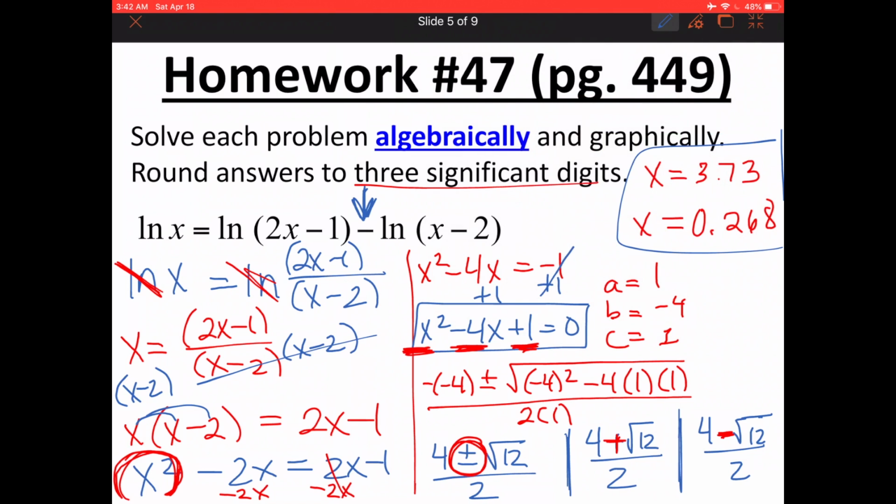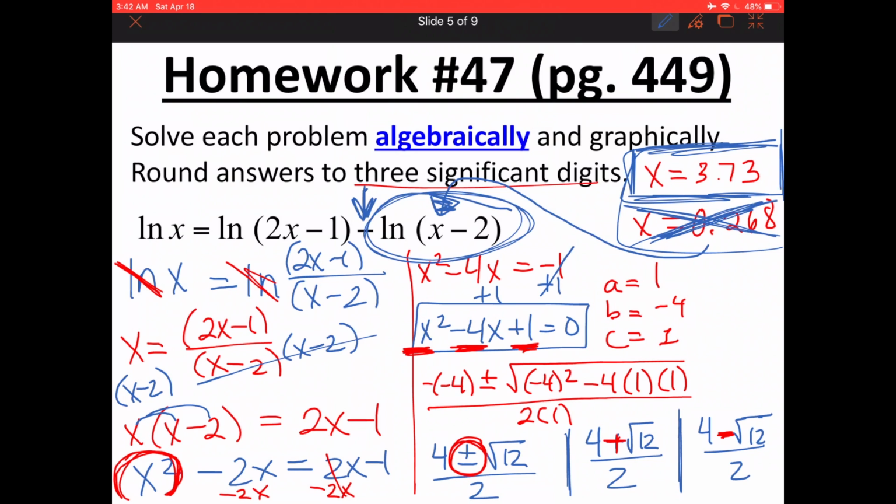Since we are taking the ln of (x minus 2), if I were to plug in 0.268 here for x, I would end up with a negative number because 0.268 minus 2 will give me a negative number. You cannot take the log of a negative number, so that means this answer would not work. So my only answer here for this problem would be x equals 3.73. Okay, guys?